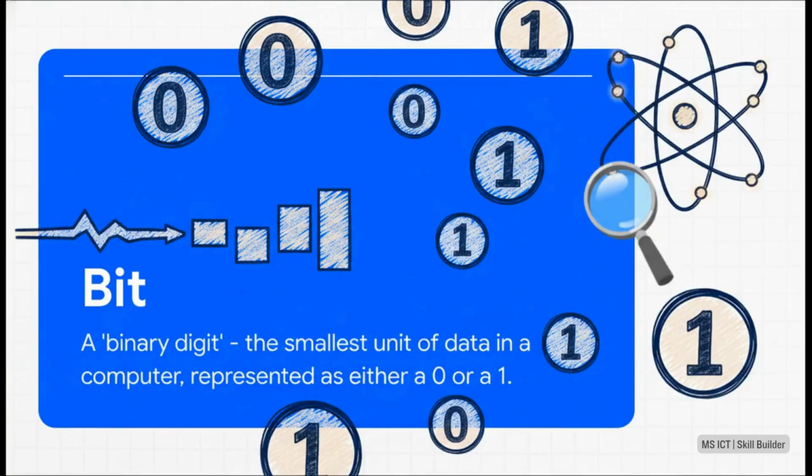And each one of those individual zeros or ones has a name. It's called a bit, which is short for binary digit. This is the absolute tiniest piece of data a computer can work with. You can think of it like an atom, the fundamental building block of the digital world.